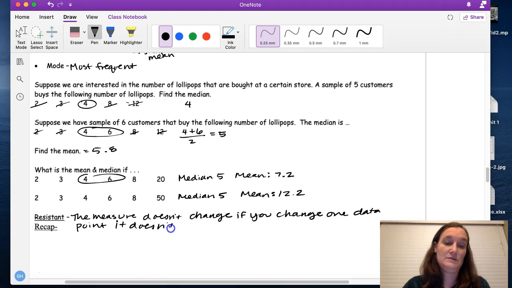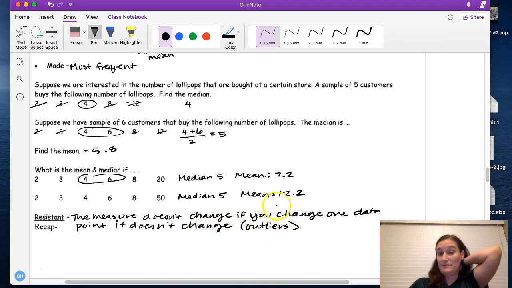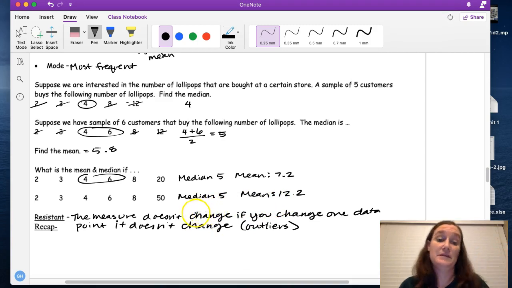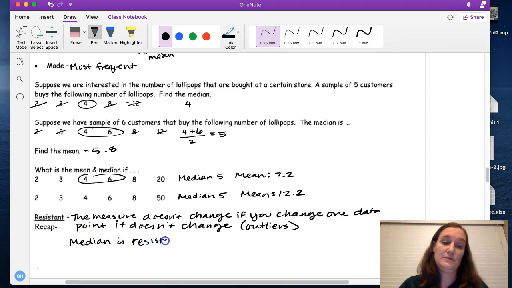And this is speaking specifically to outliers, really. Not so much to if we change that 6 to a 7 or something like that. Okay, so if you have an outlier, the mean is going to change a lot more than the median does. So in our case, the median is resistant. Presumably the mode would be as well, but we don't typically use the mode for anything. The mean is not. Okay.